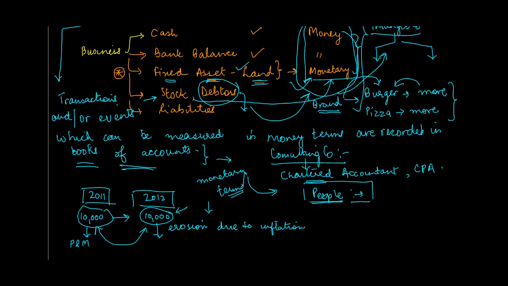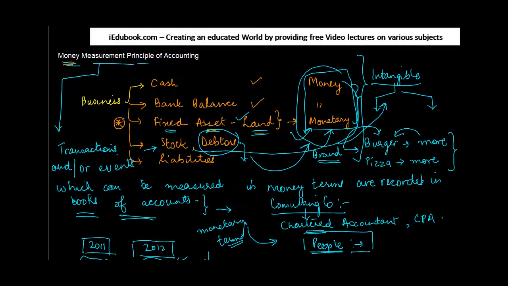Anyways, just to recapitulate, money measurement principle basically lays down that only transactions or events which can be expressed or measured in monetary terms are recorded in the books of accounts. Non-monetary transactions are excluded. Right?